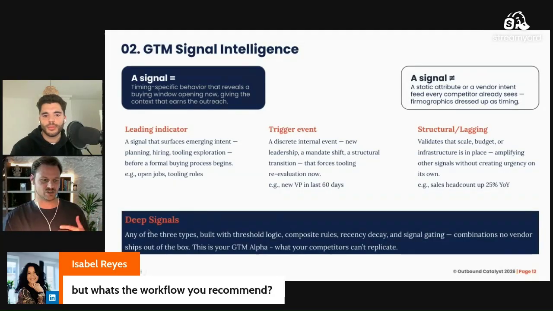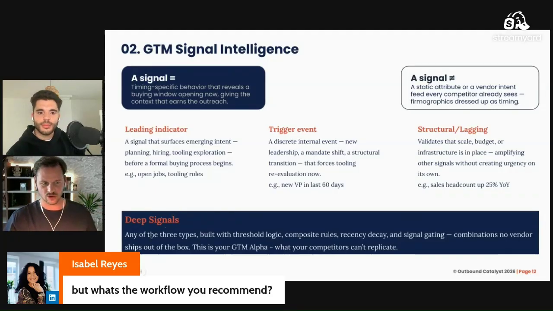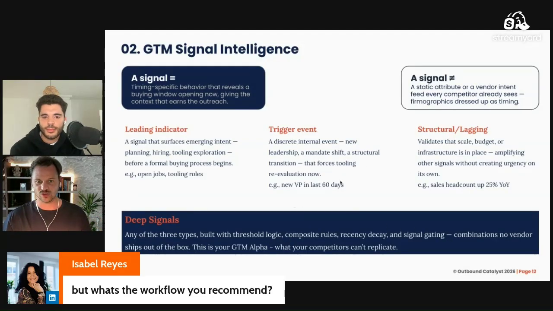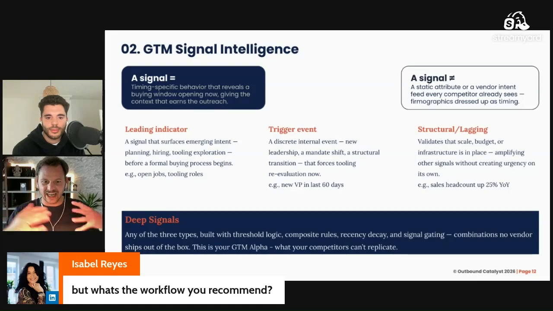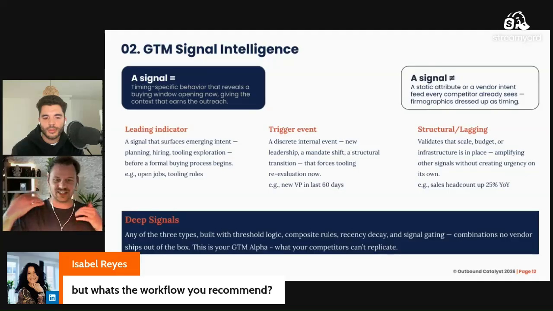And this is what Georgie was referring to as custom signal. This is what we call deep signals, which is basically the combination of these with some kind of logic behind it, taking into account also the date of these events. And then that gives you your go-to-market alpha. And how do you get there? There's no silver bullet, as has been said here. You just need to test and test relentlessly.